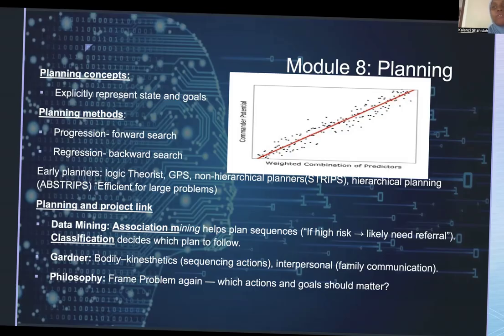We have progression, which can also be known as forward search. Then regression, which is also known as backward search. In progression, you choose an action where preconditions are met until a goal state is reached. You continue meeting preconditions until you reach a certain goal.